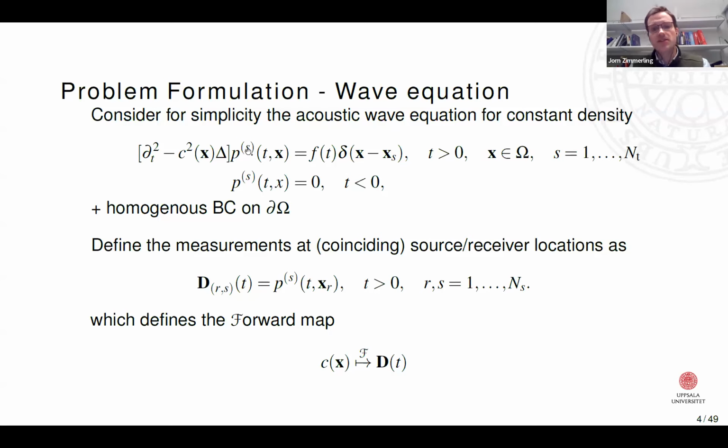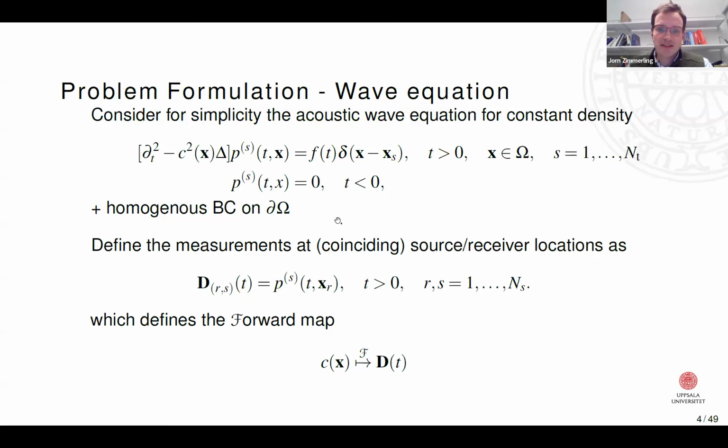The pressure has a superscript S, which stands for the source location, here at x sub s. We consider it to be a delta function, but it could be anything. And then we have a source wavelet f of t. And we are assuming zero initial conditions and a homogeneous boundary condition at a faraway boundary that we never reach. And then we can define measurements.